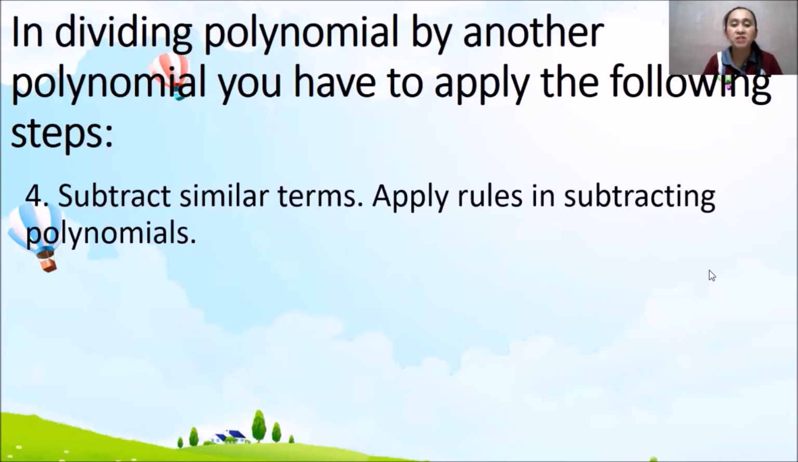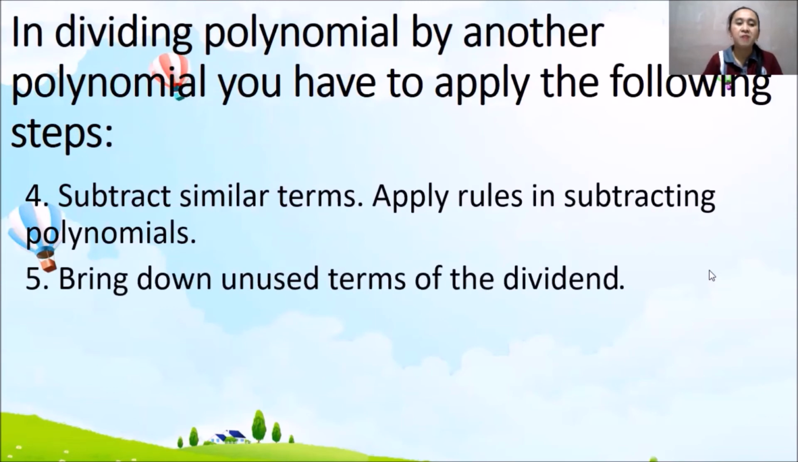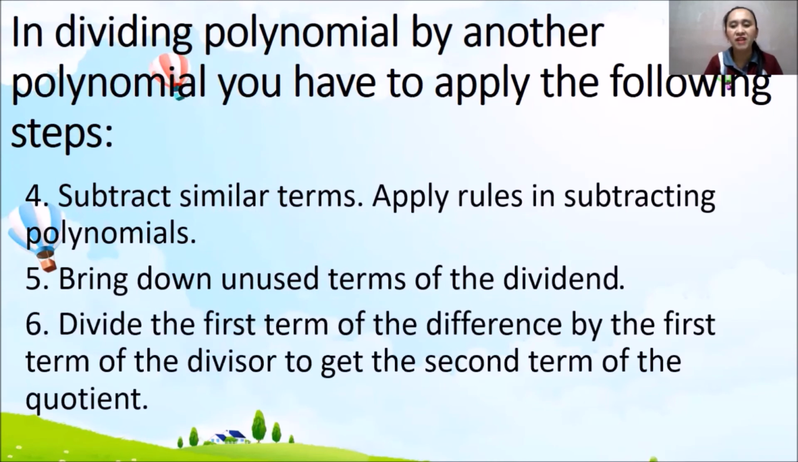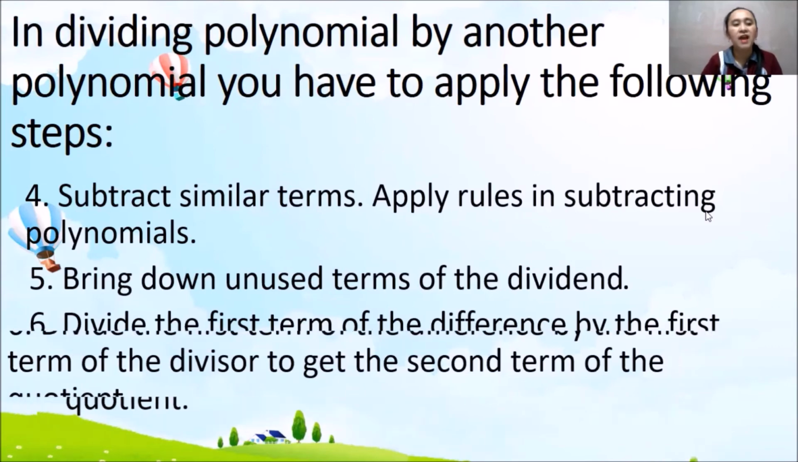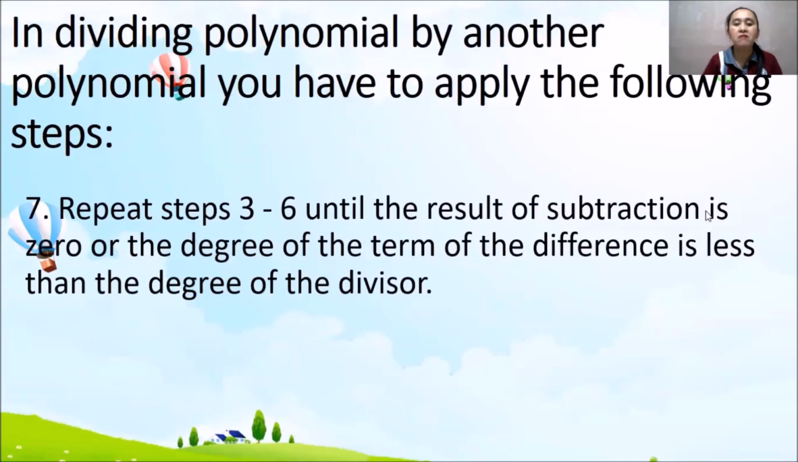Number 4, subtract similar terms. Apply rules in subtracting polynomials. Bring down unused dividend. Number 6, divide the first term of the difference by the first term of the divisor to get the second term of the quotient. And step number seven, repeat steps 3 to 6 until the result of subtraction is zero or the degree of the term of the difference is less than the degree of the divisor.